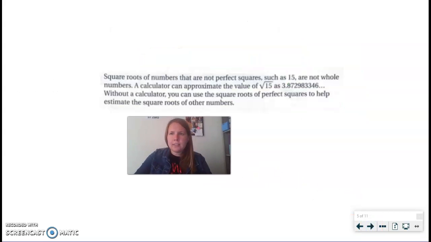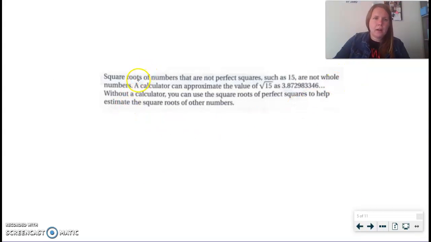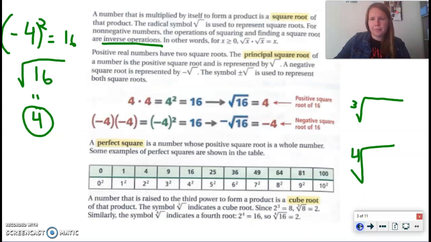Alrighty, let's continue on. It says square roots of numbers that are not perfect squares, such as 15, are not whole numbers. A calculator can approximate the value of the square root of 15 as 3.872983346. Oh my god, that's a lot. Without a calculator, you can use the square roots of perfect squares to help you estimate the square root of other numbers. So they're talking about the fact that, let's look at that chart again.